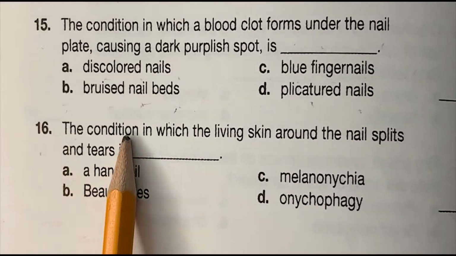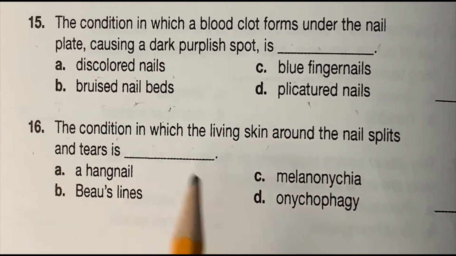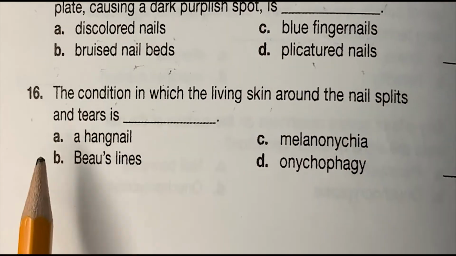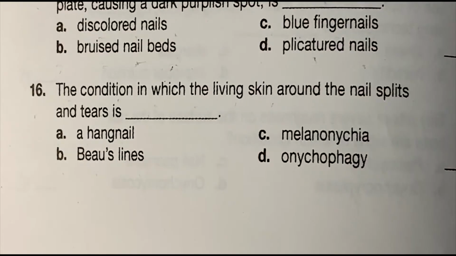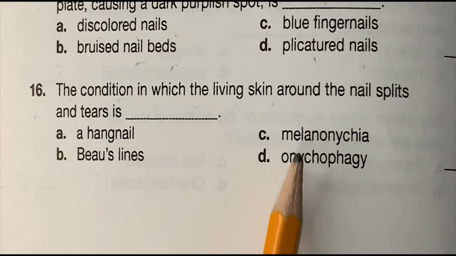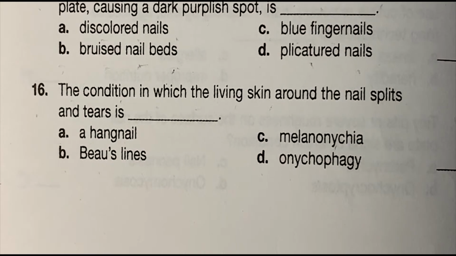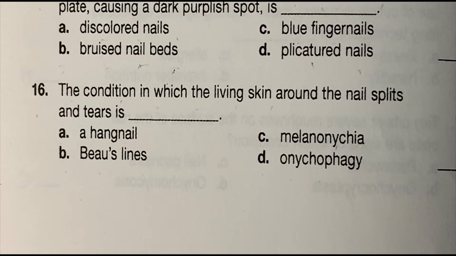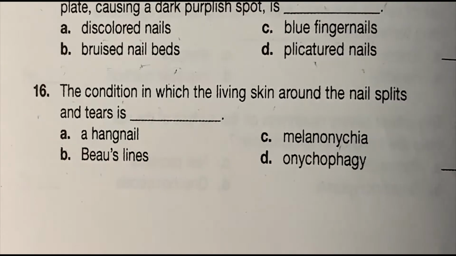Number 16, the condition in which the living skin around the nail splits and tears is blank. Is it A, hangnail, B, bruised lines, C, melanocytosis, or D, onychomatosis? And your correct answer is A, hangnail.